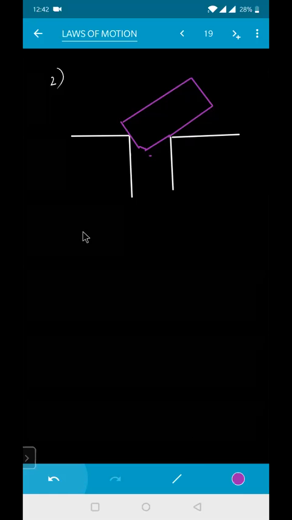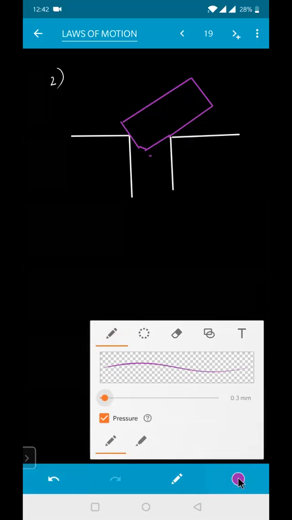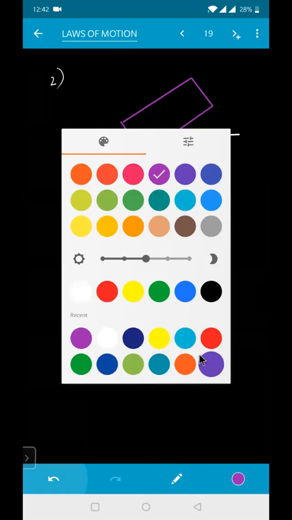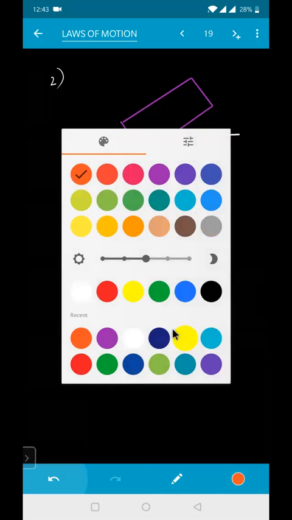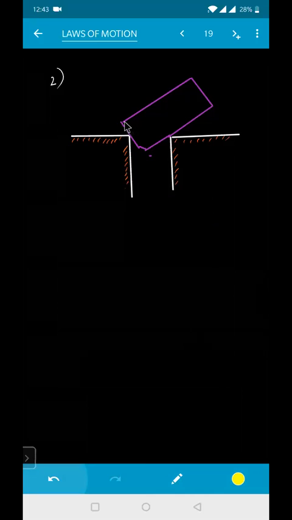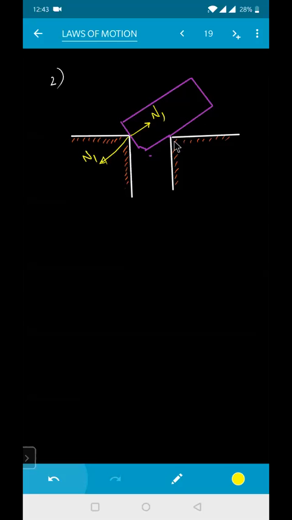Tell me what are the forces acting on this one? Which sides are pressing it? You try to identify that one. This side of this block is pressing on this one, so there will be an equal and opposite force on this one. Like, say, if this is exerting the normal N1 here, this will exert the equal and opposite normal on this one, isn't it?